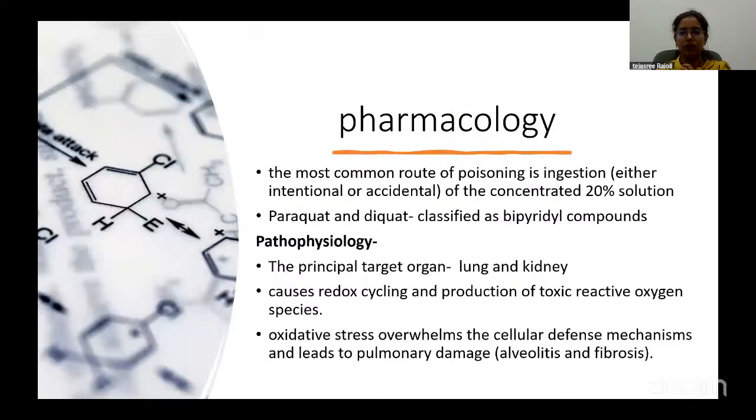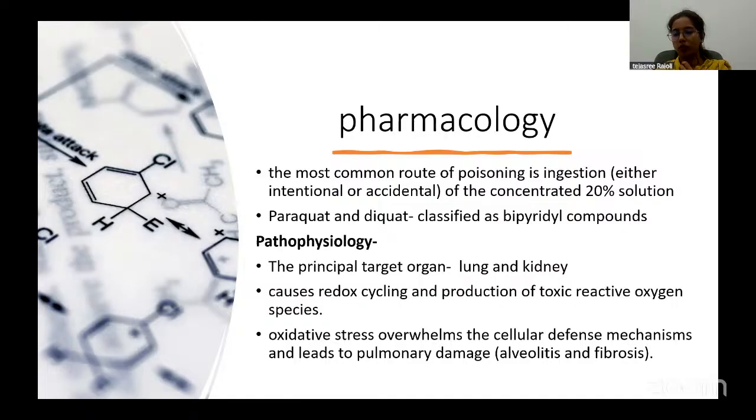Coming to the pharmacology, the most common route of poisoning is ingestion, followed by exposure through the skin and inhalational routes. The most commonly used concentration is more than 20%. Usually, 24% is available, the highest concentration of paraquat. Paraquat and diquat are classified as bipyridyl compounds, and paraquat and diquat poisoning is almost similar in presentation, except that diquat does not have long-term sequelae.